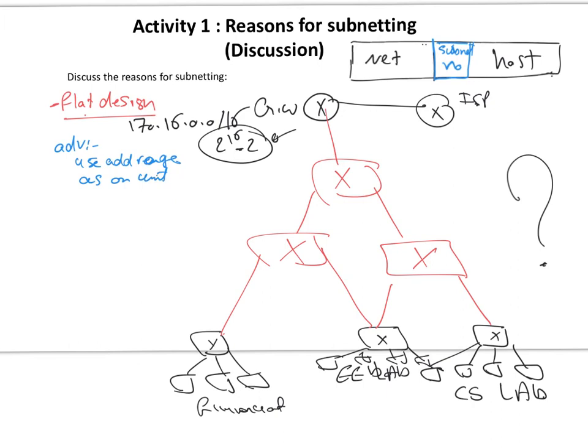Okay, so I will use this address as one unit, which means that essentially I can have up to 2 to the power 16 minus 2 hosts, because it's one LAN, right? But what is the disadvantage? The disadvantage now is that since it's one LAN, imagine if this node sends a broadcast message. What we'll essentially do here is that this broadcast message will find its way through the entire university.